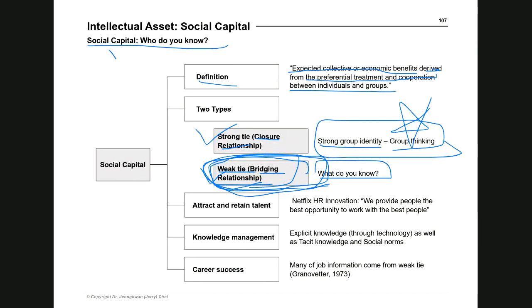When you need somebody, attract and retain talent. Absolutely, Netflix HR innovation. We provide people the best opportunity to work with the best people. And many companies nowadays are very concerned and really careful to hire somebody. And how do people hire somebody nowadays? Where can you get job information?